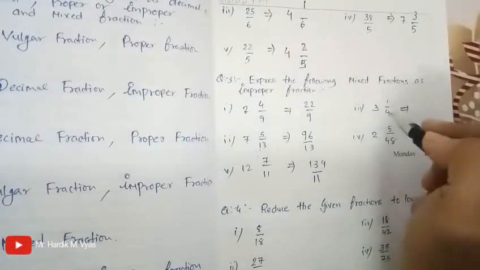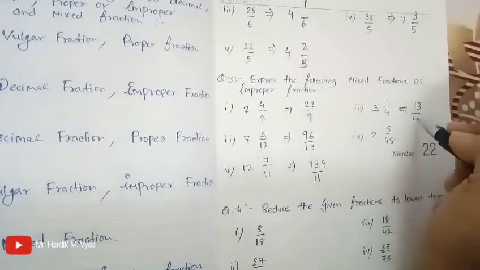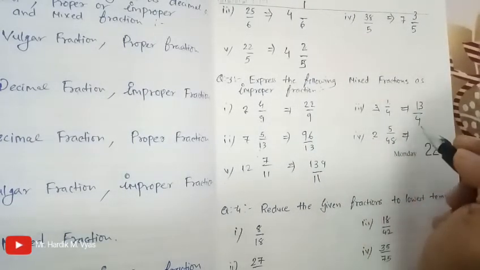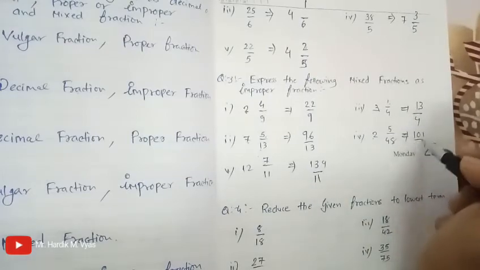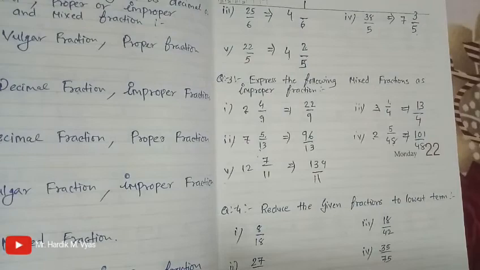See, it's very simple. 4 3s are 12. 12 plus 1 that is 13. Divide by 4. Okay. 48 2s are 96. 96 plus 5 that is 101. Divide by 48. So this is the simplest. Express the following mixed fraction into the improper fraction.